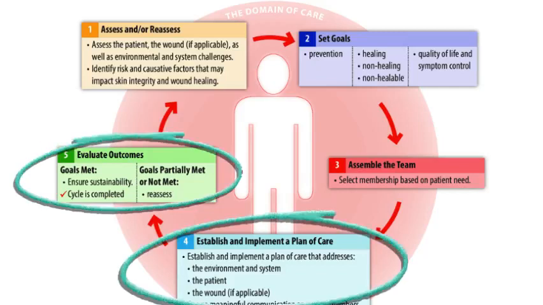So in this part 2, we're going to look at the last 2 steps, which is establishing and implementing a plan of care and evaluating outcomes.